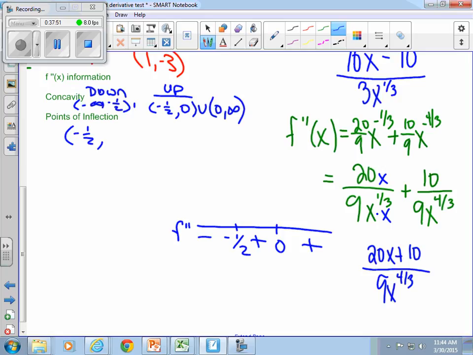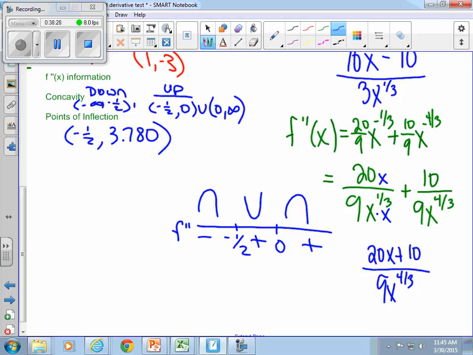I need the denominators to be the same, and this is an x to the 4/3. So I needed the 1/3 to become a 4/3. When you multiply, you add. Okay, and did someone get that point? 47. All right.